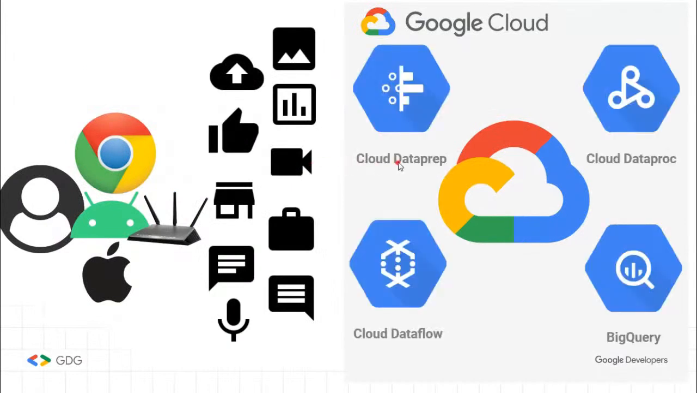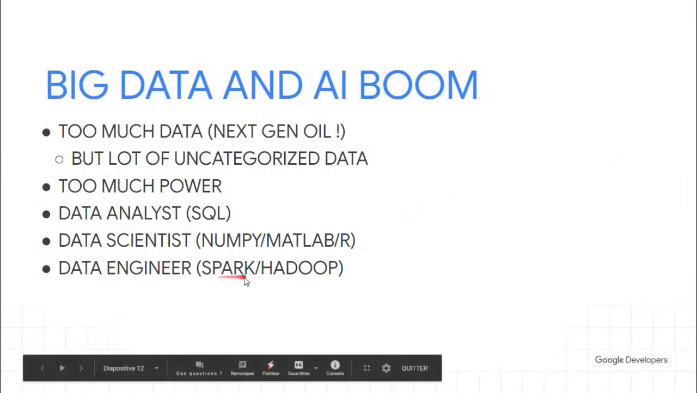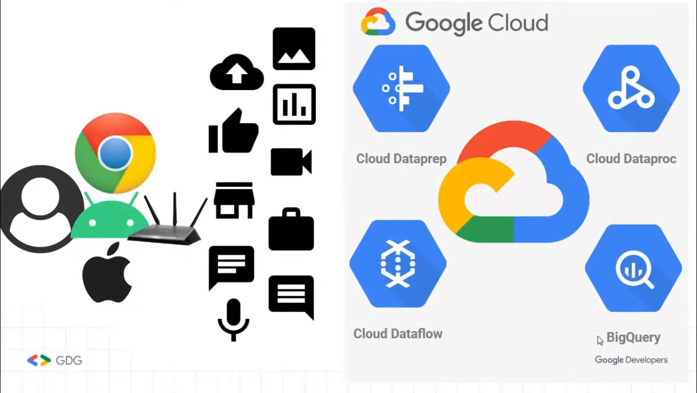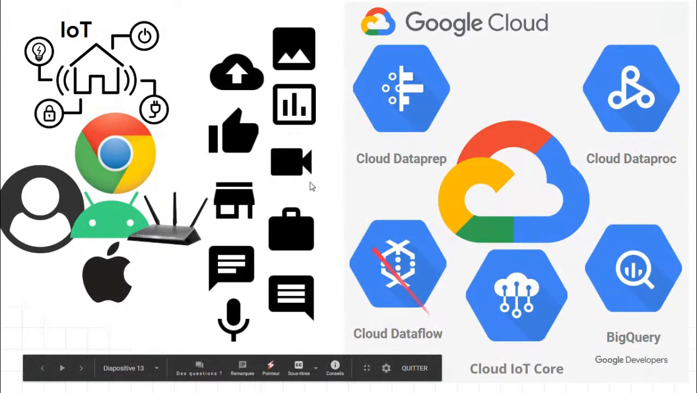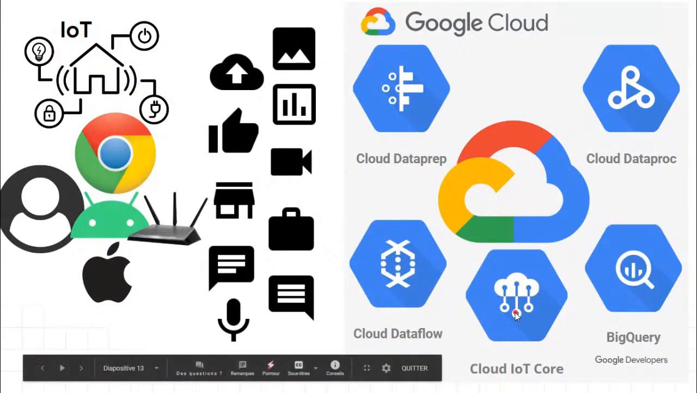So we use Dataprep to prepare our data, or we use Dataflow because sometimes we need streaming data, for example videos, and we need to analyze them in real time. And then we have Dataproc. Dataproc is to use with Spark, so for people coming from Spark, we will use Dataproc. And then BigQuery is the SQL for people who already used Hadoop. You will use BigQuery as if you are at home, because BigQuery uses SQL to make requests on your data and to make decisions on your data. We will see that later. And then we are in 2020 and it's the IoT emergence. So Google offered Cloud IoT.